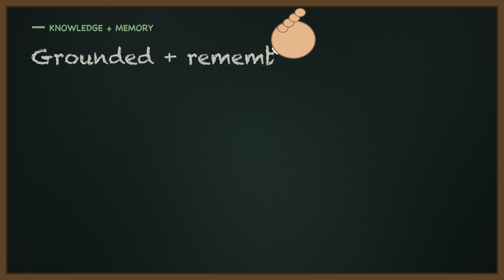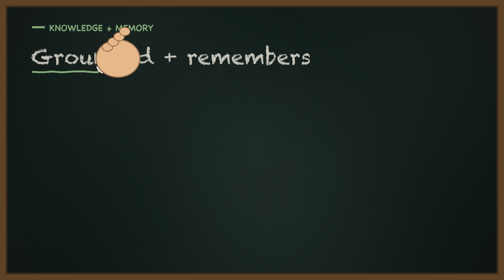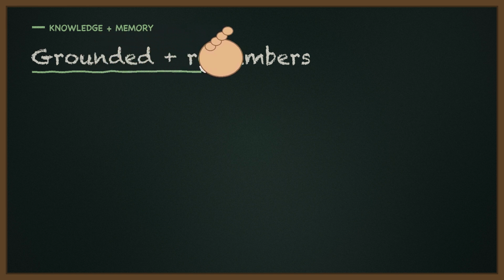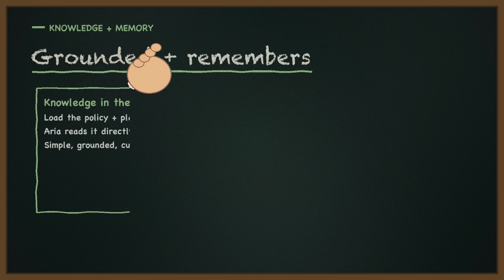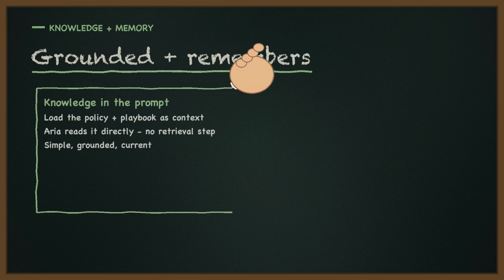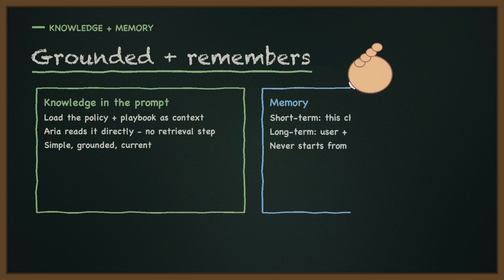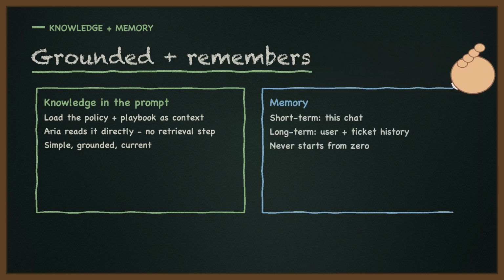Two things keep Aria sharp. For knowledge, skip the retrieval pipeline and just put it in the prompt. Load the relevant help desk policies and playbook straight into her context, so she reads them directly and answers from real, current rules. With today's large context windows, this is simpler and very effective. Then, memory, short-term for this conversation, and long-term for user and ticket history in an external store, so Aria never starts from zero.